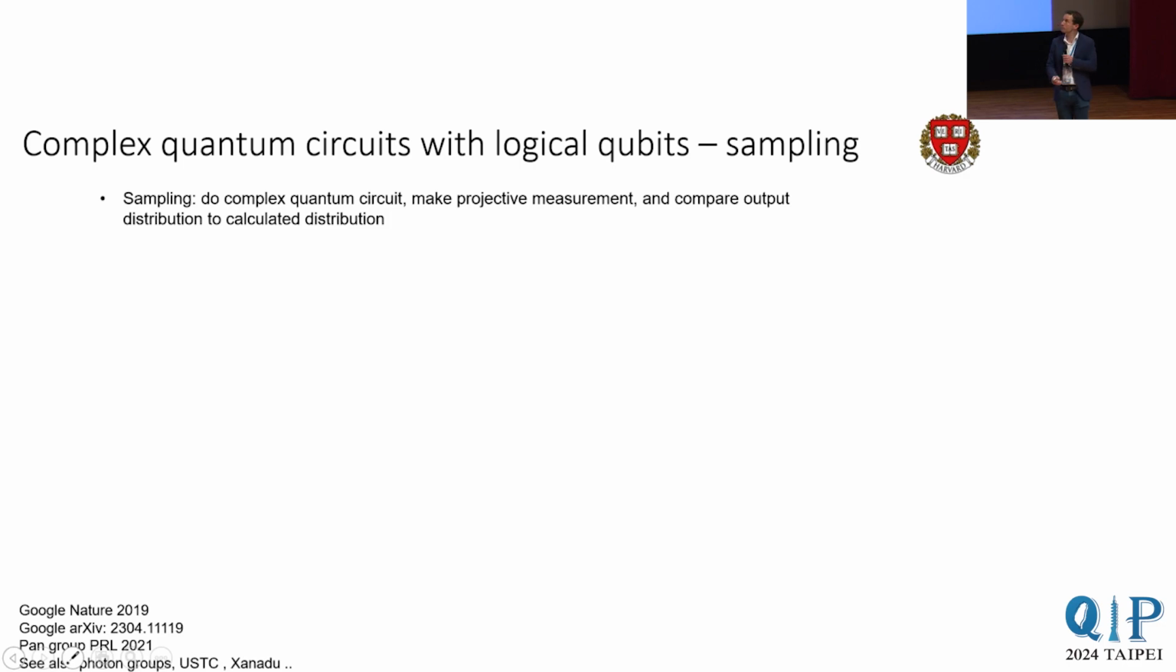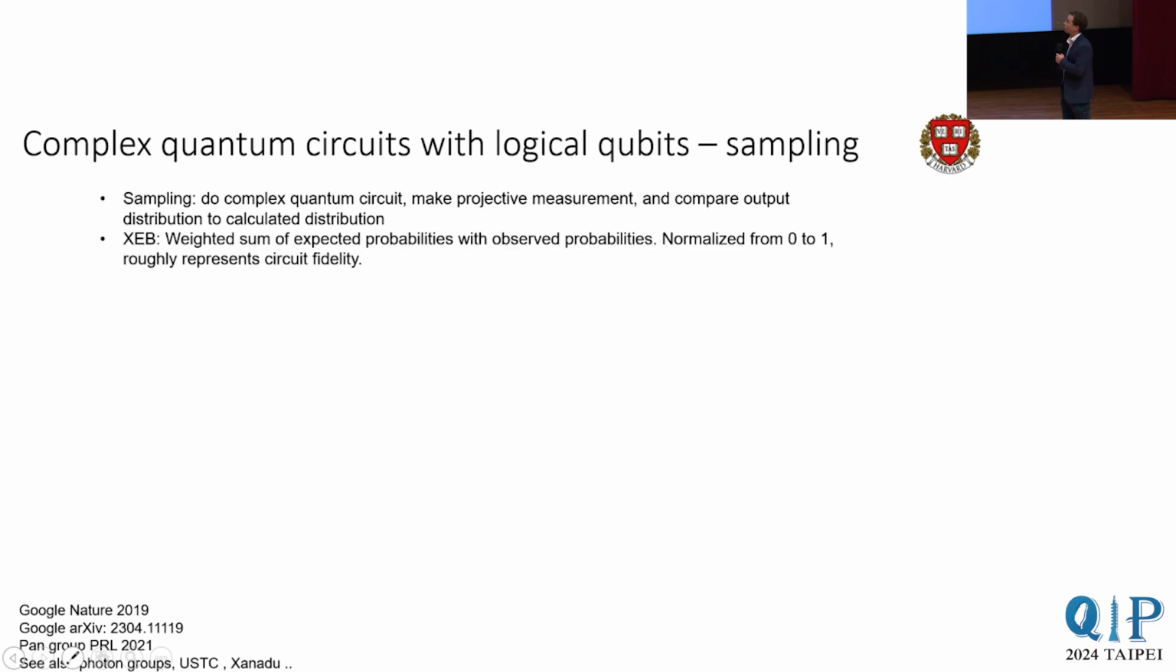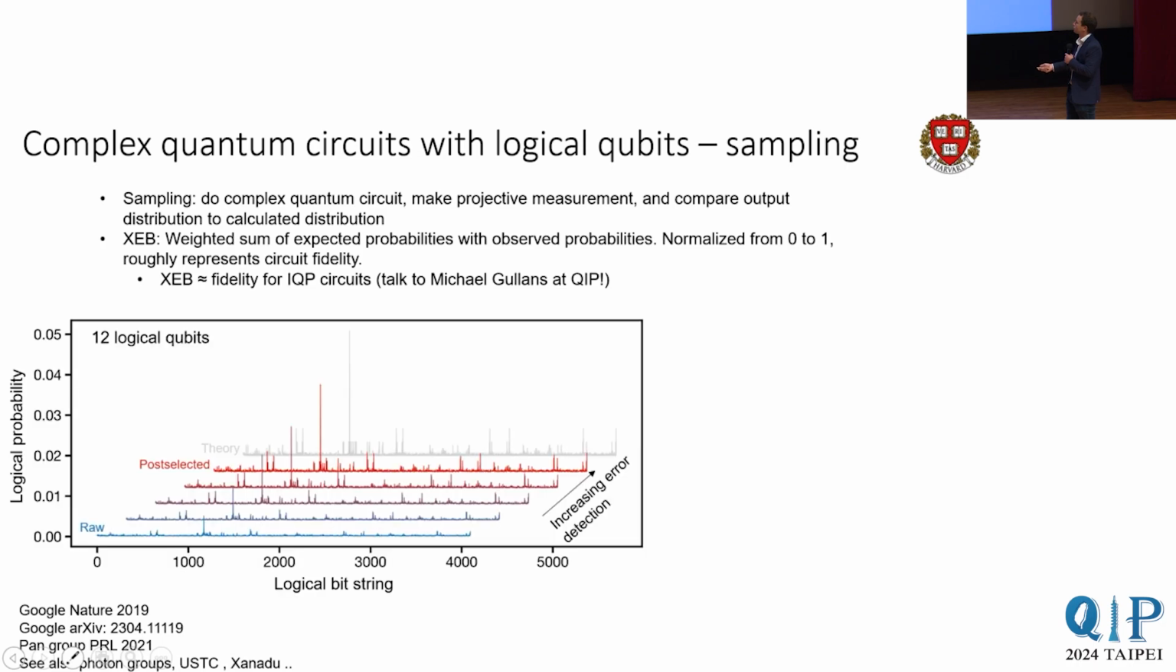Okay, and now we can study these IQP circuits and start to do different types of things like sampling, for example. What sampling looks like is we do a complex quantum circuit, and then we make projective measurements and compare the output distribution to what we were expecting. And then we quantify this sampling score by looking at this XEB score, this cross-entropy benchmark, which is just a way of saying we're doing a weighted sum of the expected probability distribution with that of our observed probability distribution and normalizing it from 0 to 1. It turns out that XEB has this really interesting connection to fidelity for IQP circuits. It's actually a pretty good fidelity proxy for IQP circuits in particular.